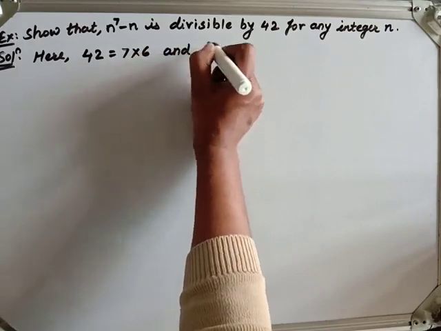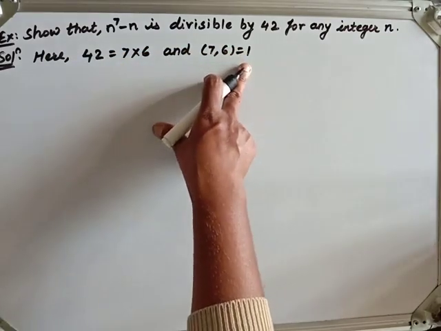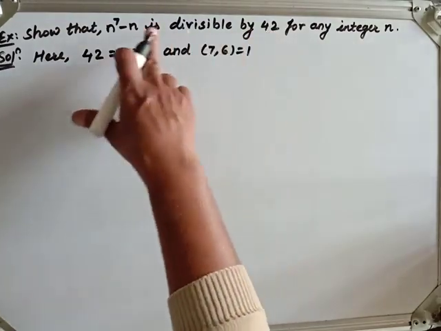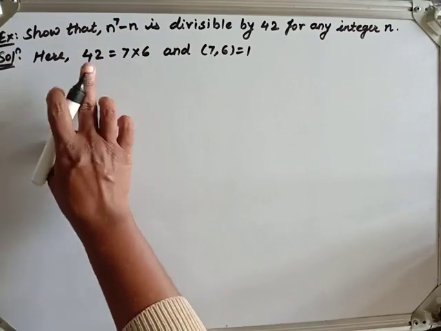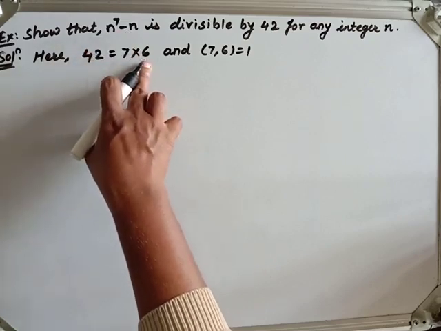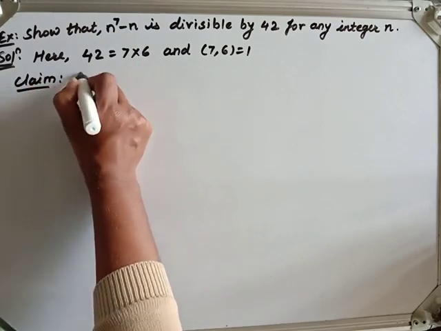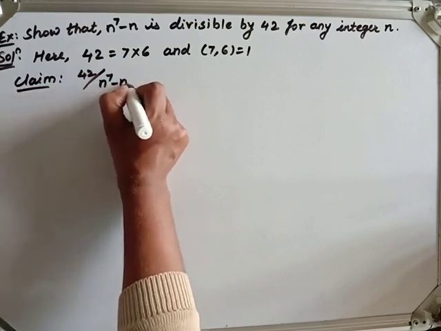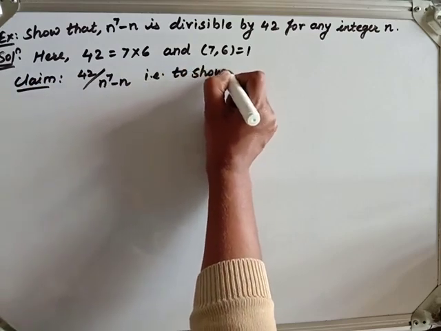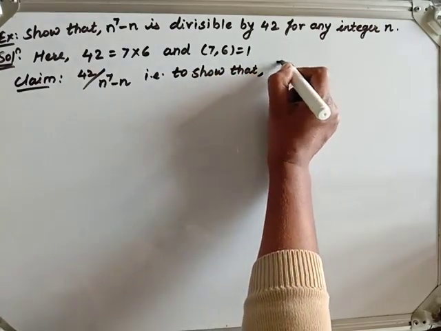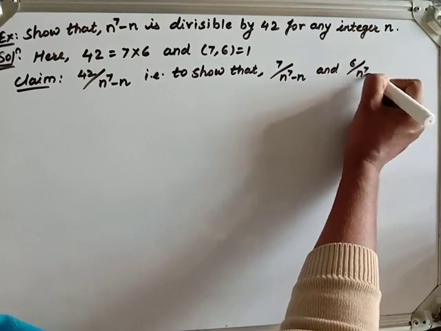As we know, 7 and 6 are relatively prime to each other. Such factors we want, they are relatively prime to each other. Remember this thing. So we have to show 42 divides n raised to 7 minus n. That is enough to show that 7 divides n raised to 7 minus n and 6 also divides n raised to 7 minus n. What is our claim? Claim: 42 divides n raised to 7 minus n. That is to show that 7 divides n raised to 7 minus n and 6 divides n raised to 7 minus n.